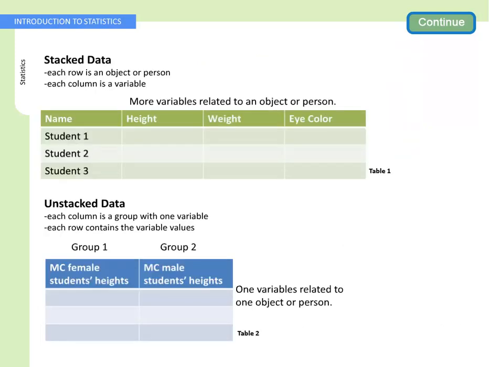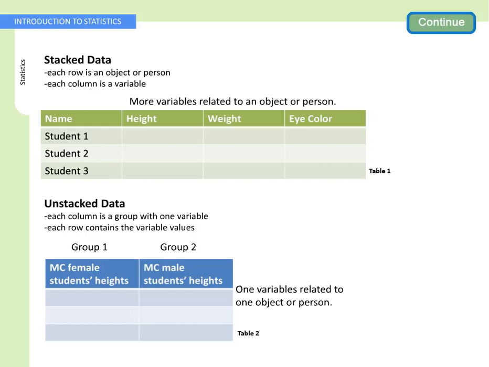Data can be organized using tables. A table, where each row is an object or person, and each column is a variable, is known as stacked data format. For example, in Table 1 each row is a student and each column is a variable related to the student, such as student's height, student's weight, student's eye color.